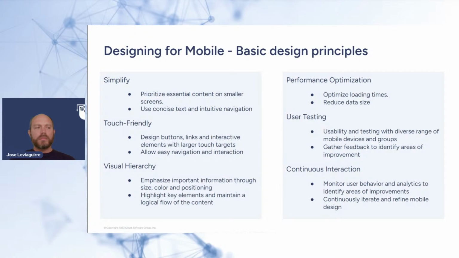So designing for mobile, here are key principles. So one of them is to simplify, simplicity. So less is more. When simplifying, prioritize essential content on smaller screens and then use consistent text and intuitive navigation. For example, the IKEA manuals are a good example of very simple, very intuitive, no words, just drawings. So that's one example of simplicity.